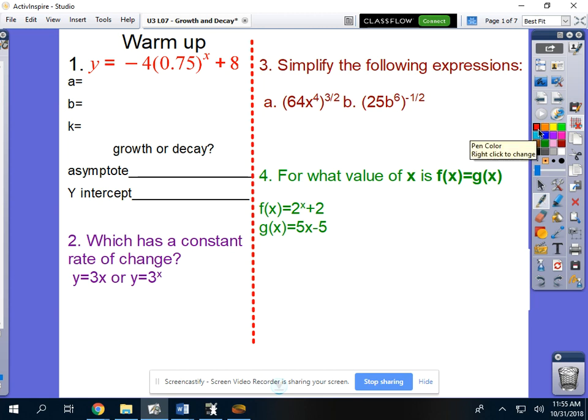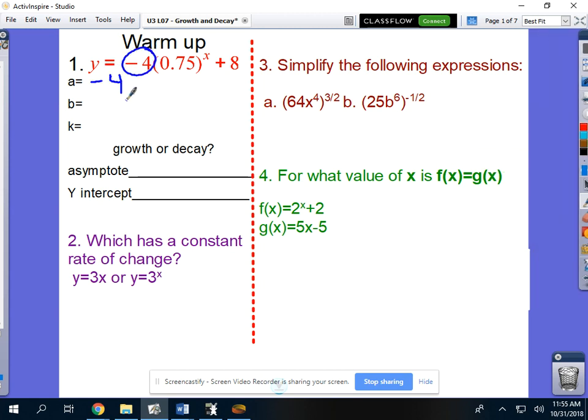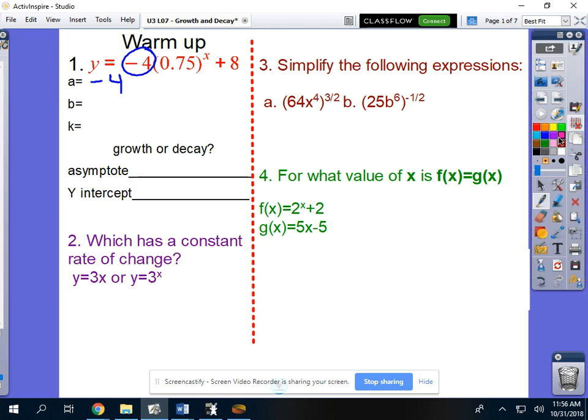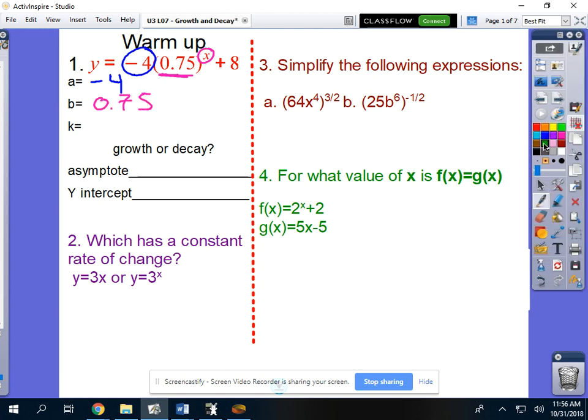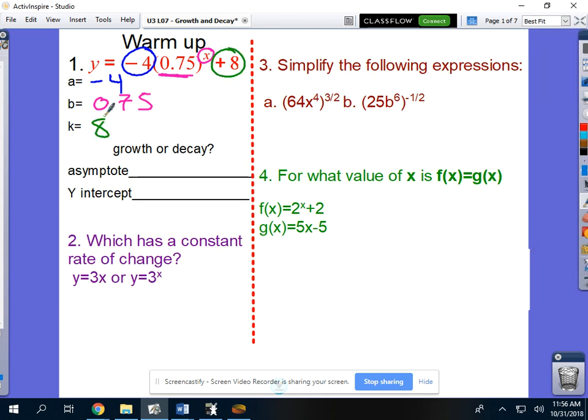All right, so we're going to jump in, and hopefully you didn't have too much trouble. This is what we worked on Tuesday, identifying the A value. Your A value is the number being multiplied in the front, so that's -4. Your B value is the number inside the parentheses being raised to the exponent, so that's your 0.75. And our K value is the number being added or subtracted on the end, so our K value there is +8.